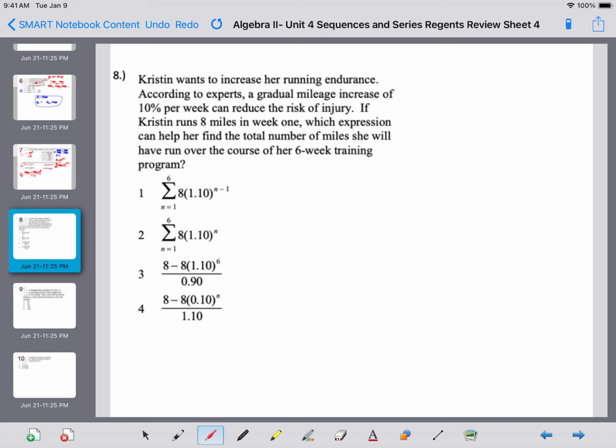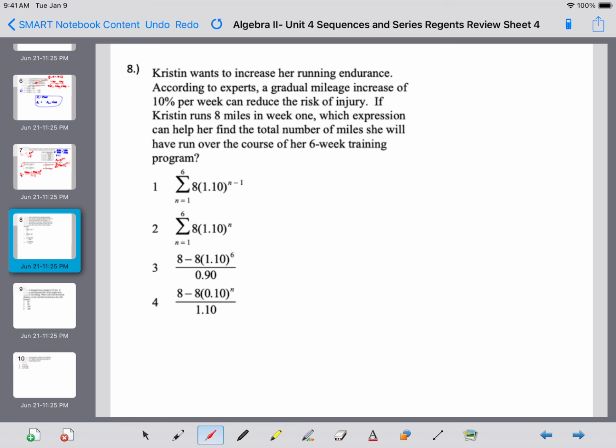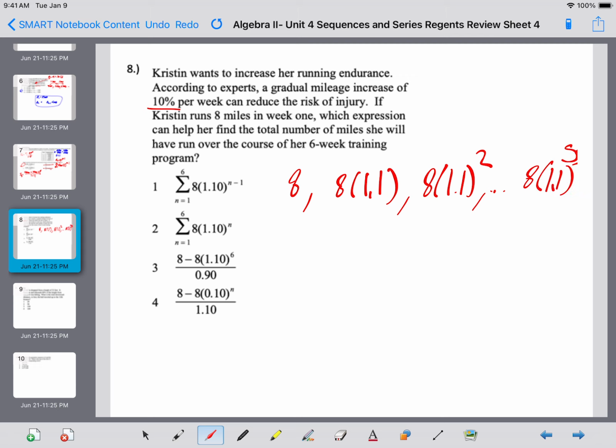Okay. Kristen wants to increase her running endurance. According to experts, gradual mileage increase of 10% per week can reduce the risk of injury. If Kristen runs 8 miles in week 1, right, it's growing, so it would be 1.1. And in week 1, it's a 6-week program, so it would go to 1.1 to the 5th because that counts.